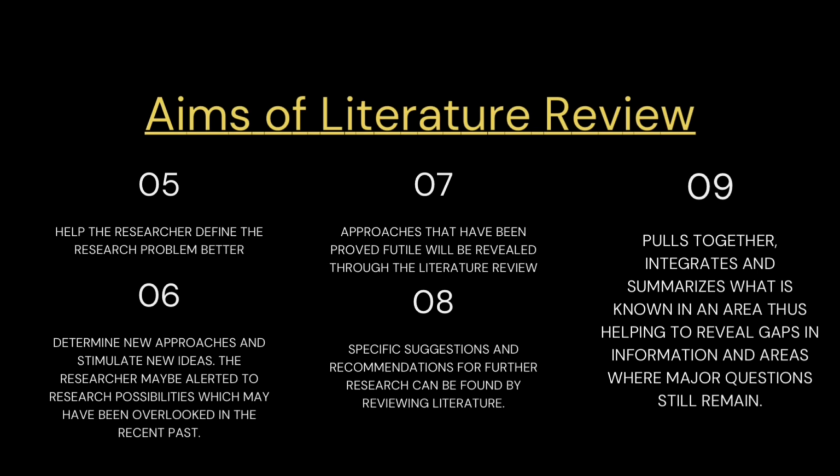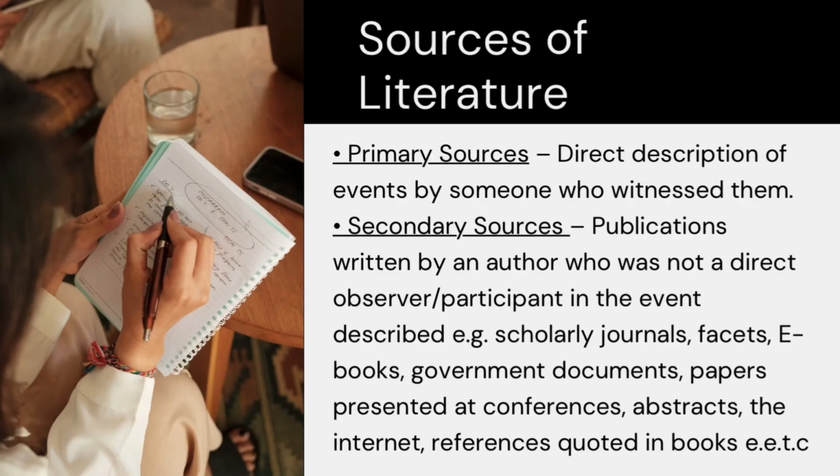Another one is that approaches that have been proved futile will be revealed through the literature review. Specific suggestions and recommendations for further research can be found by reviewing literature. It pulls together, integrates, and summarizes what is known in an area, thus helping to reveal gaps in information and areas where major questions still remain. With that being said, we're moving on to sources of literature. Sources of literature means the places where we get the data that we're going to use during the research.